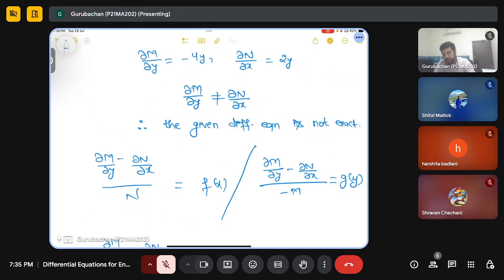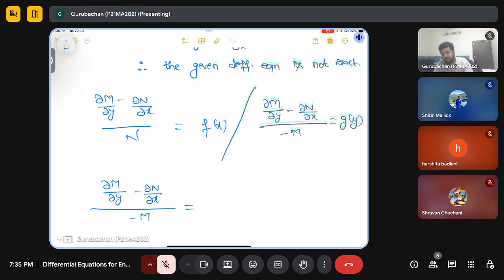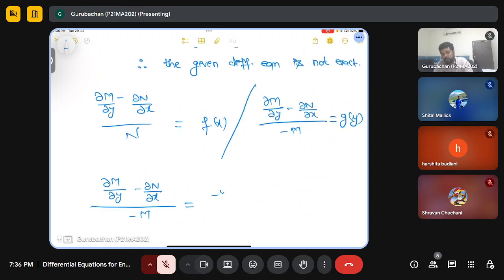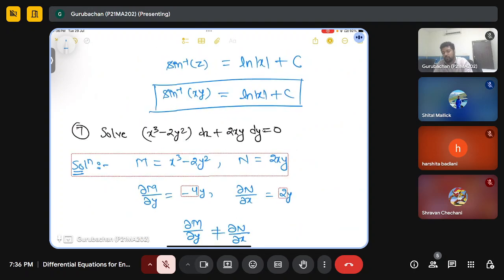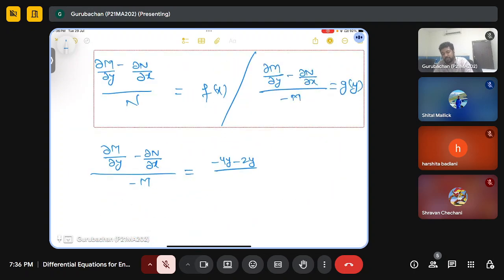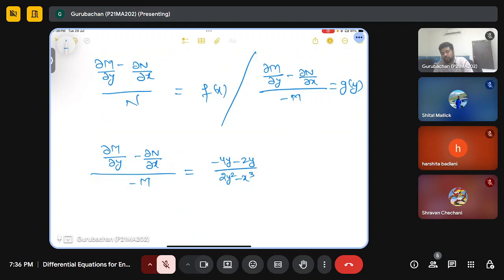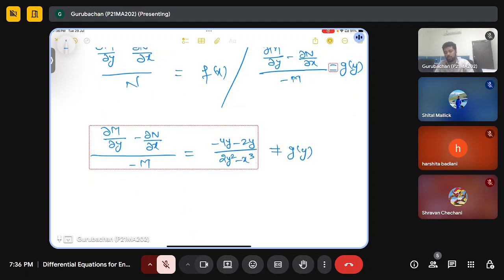So it was minus 4y minus 2y, and what is m? x cube minus 2y square. So since it is minus m, 2y square minus x cube. So we can clearly observe this is not a function of g of y. Thus, this integrating factor or this calculation will not work.